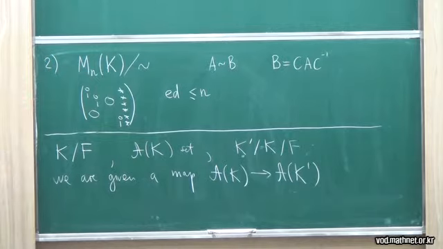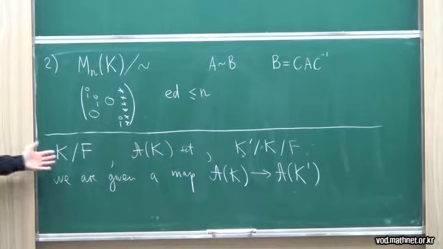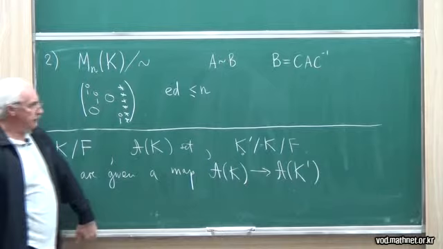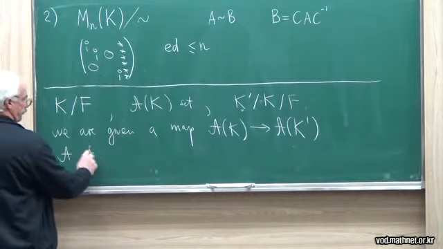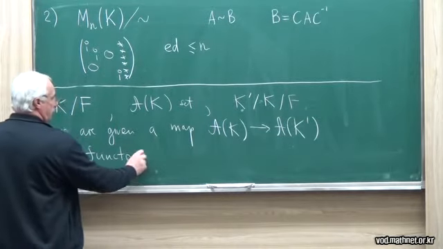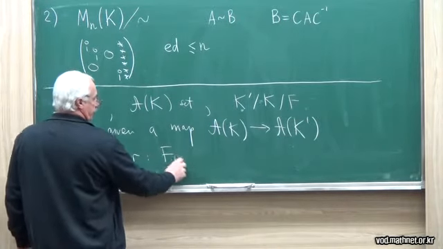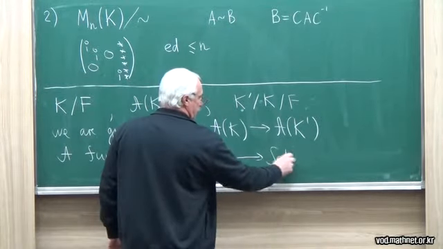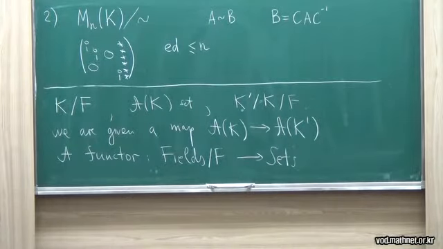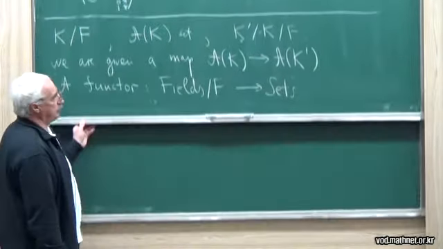Well, in fact, one should also require that the composition of such maps is equal to the map for the larger field extension. And if you look at this definition closely, A is nothing but a functor from the category of field extensions of F to the category of sets. Sometimes we will call such a structure a functor, sometimes we say that A is an algebraic structure. So, a very formal construction.